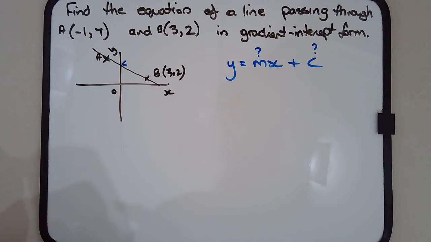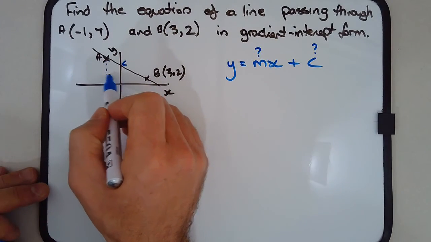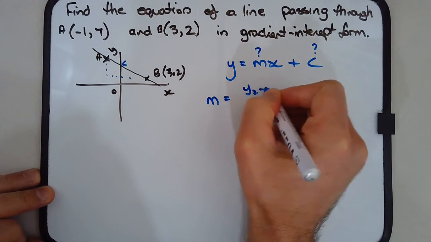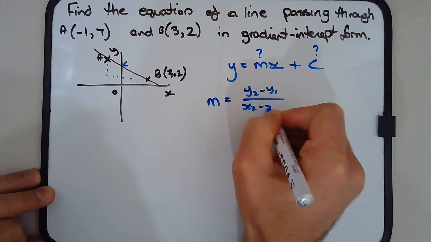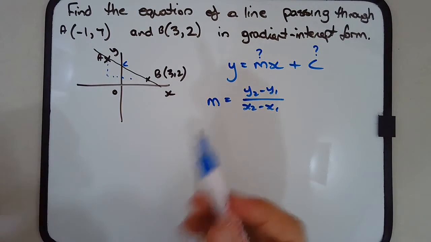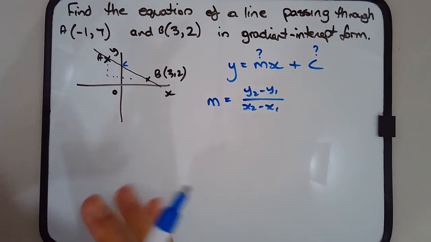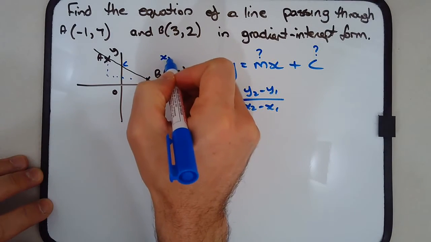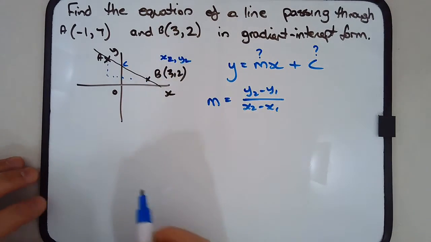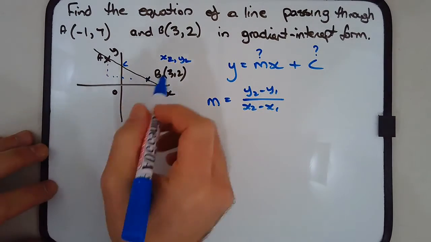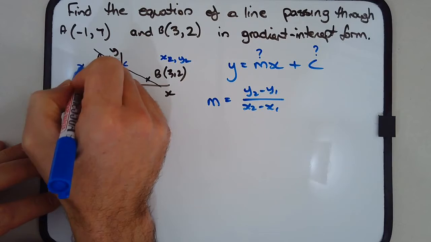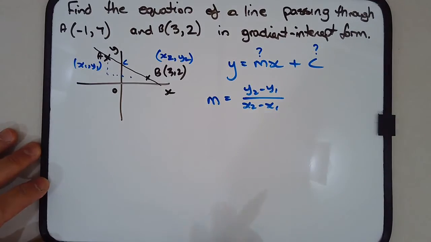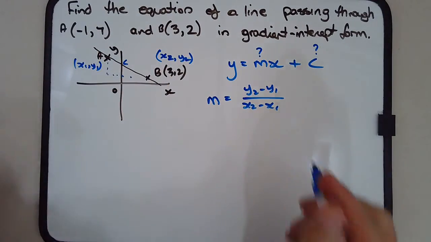Let's find the gradient first, and we can use the 2-point formula for that. If you can visualize your right angle triangle there, m is equal to y2 minus y1 over x2 minus x1. I guess the convention here is that the right-hand point you make x2, y2. You don't have to, but it does make it a little easier to visualize. I'm going to make the left-hand point x1, y1, just for calculating the gradient. If I switch those two around, it doesn't matter. I'm going to get the same answer anyway.